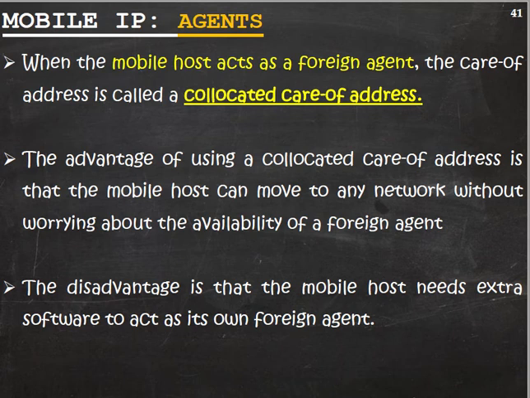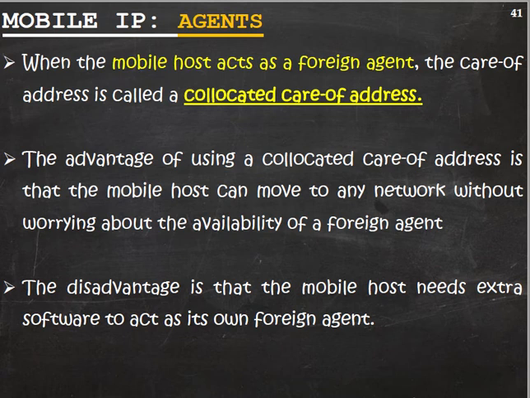A home agent is usually a router which is attached to the home network of the mobile host. The home agent acts on behalf of the mobile host when a remote host sends a packet to the mobile host. The home agent receives the packet and sends it to the foreign agent. So it will act as a router between the home network and the mobile host.